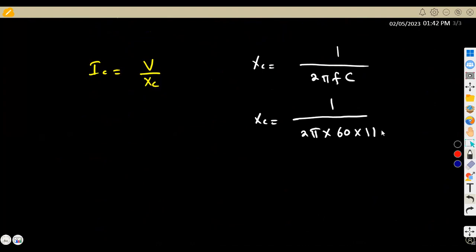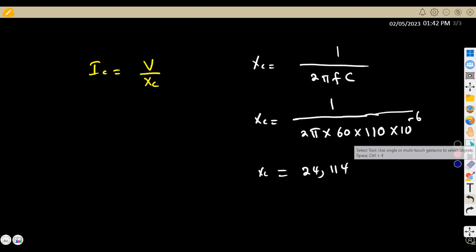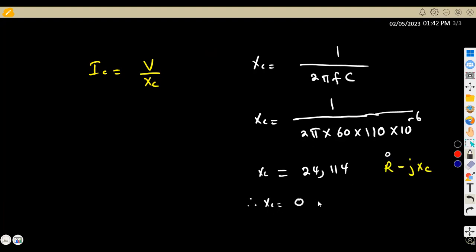So that was 110 microfarad. Micro means times 10 to the exponent of -6, from your N3, guys. I hope you know this from your N3. All right, so this is going to give us 24.114. This is a capacitor, where we know that our actual answer is supposed to be R minus jXC. So in this case, our R is 0, we do not have the resistance, so that's 0 minus j.